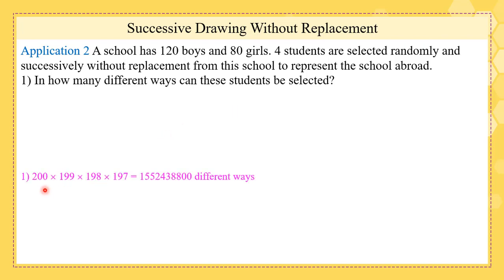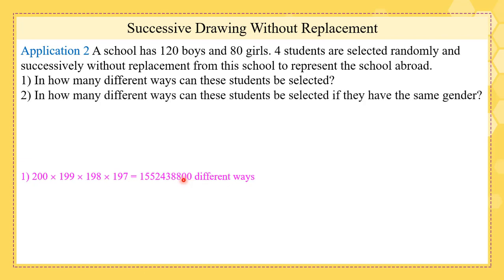So here we have 200, 199, 198, 197, which is this very huge number, or we could have used the arrangement. Now, in how many different ways can these students be selected if they have the same gender? Try also to do it alone.